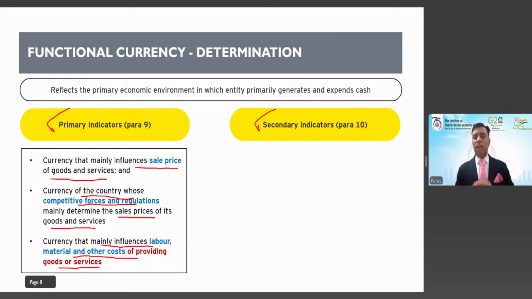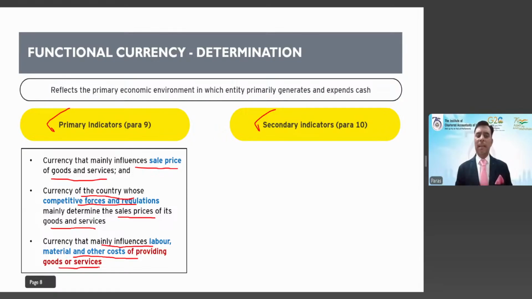Right. So in a nutshell, after reading all these 3 parameters which have been provided in primary indicators under para number 9, we can conclude that we need to check the trading account of the entity. बचपन में हम trading and profit and loss account बनाया करते थे. So we need to check the trading account, which currency is influencing the sale price and which currency is influencing the operating cost of the organization. And on the basis of these parameters, you need to identify the functional currency of the entity.